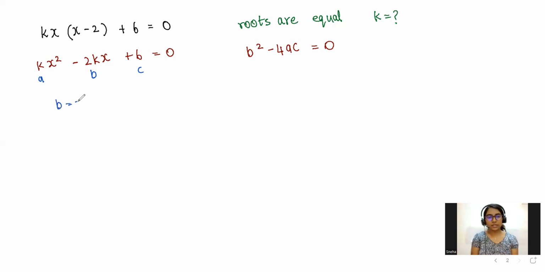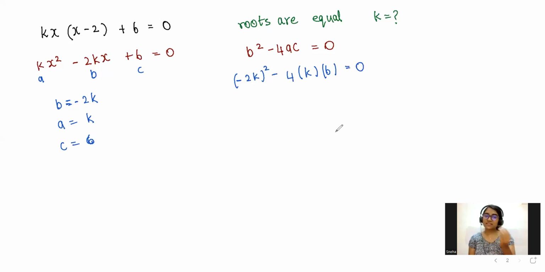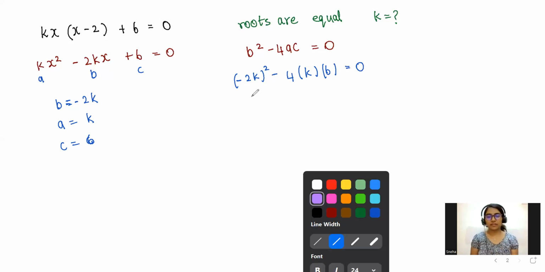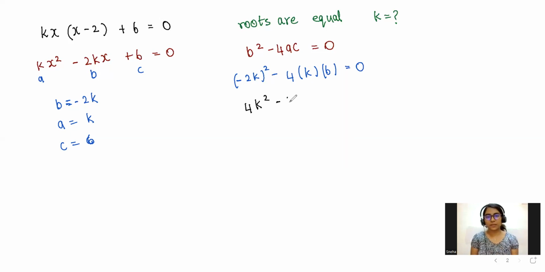So I get b is equal to minus 2k, a is equal to k, and c is equal to 6. Now substitute the respective values, students. So minus 2k the whole square minus 4 into k into 6 should be equal to 0, because they have given me that the roots are equal. Simplifying this gives 4k square minus 24k is equal to 0. Taking the common factor outside, we get 4k times (k minus 6) is equal to 0.